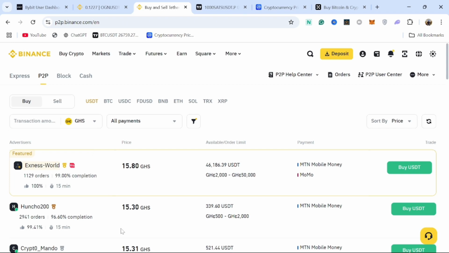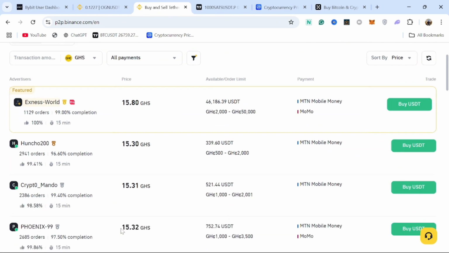So basically right now, at the time of recording this video, 1 USDT is equivalent to 15 to 16 CDs. That's the buying power. So if you have 1 USDT, you can exchange it on Binance P2P with people for about 15.32.